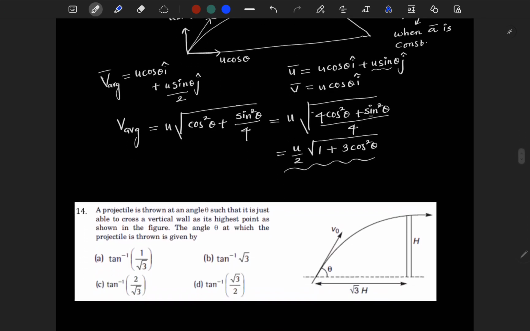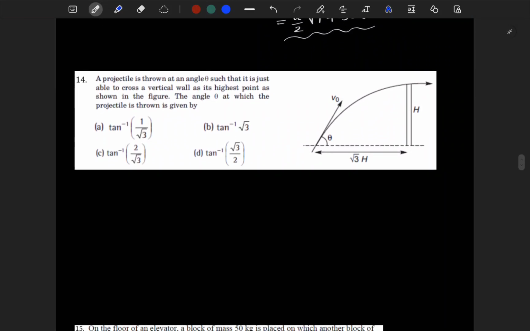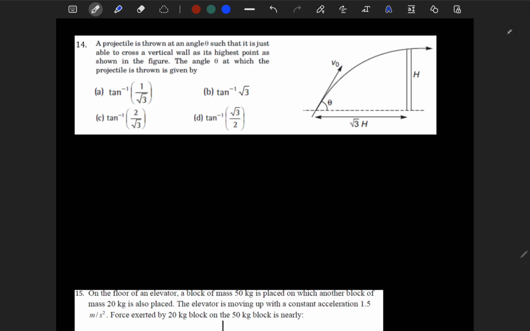So let's move to question number 14, which is again on projectile motion. A projectile is thrown at an angle theta such that it is just able to cross a vertical wall at its highest point as shown in the figure. The angle theta at which the projectile is thrown is given by. I don't think it is a difficult question, because at its highest point this is the maximum height, which is h, and root 3 h would be half of the range. So the maximum height is h and half the range is root 3 h, which means the range is actually 2 root 3 h.